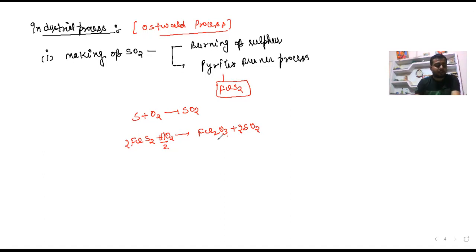You know, pyrite burner means the sulfide ore basically reacts with oxygen to convert into oxide. Okay, this is oxide basically. I think it is still not balanced. Can you balance it better? Okay, sir. Actually, it is 4SO2. And now I think it is balanced.